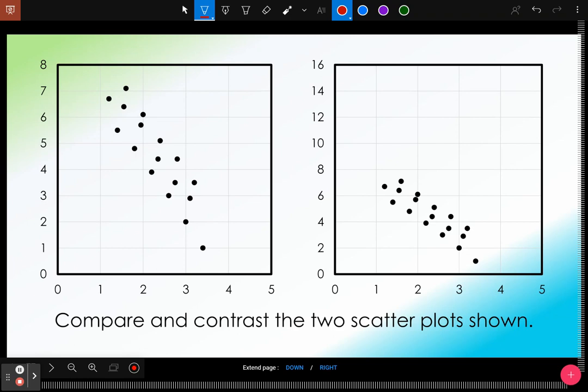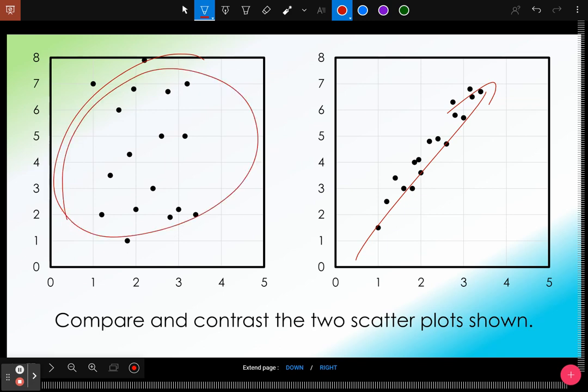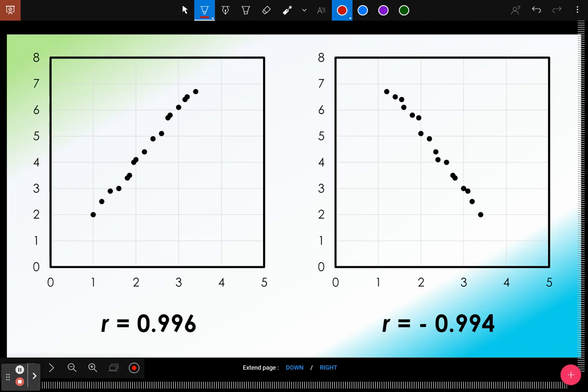As we continue, same thing. These are both negative. The dots are still pretty spread out. This one, positive correlation. This one's all spread out, so there's nothing. So the correlation coefficient describes how they're related. And the closer to 1, the more related they are.